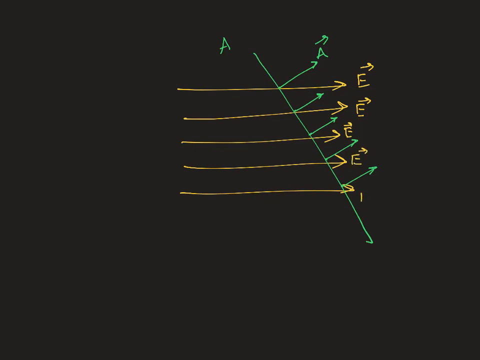Now we cannot directly multiply field with area in order to find flux. The flux is not simply equal to field into area. What is it exactly equal to? It is equal to the dot product of field and area vector. The dot product of field and area vector will give us E into A into cos theta, and I have to mention here what cos theta is.